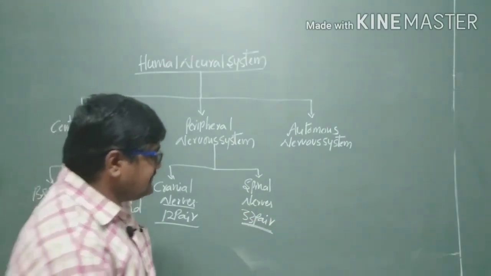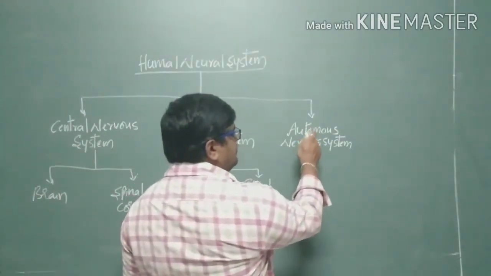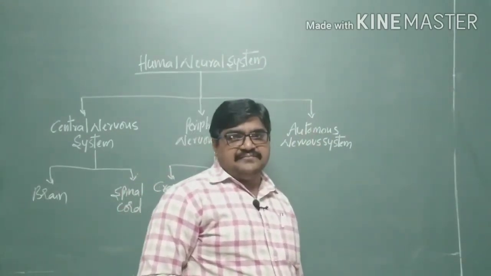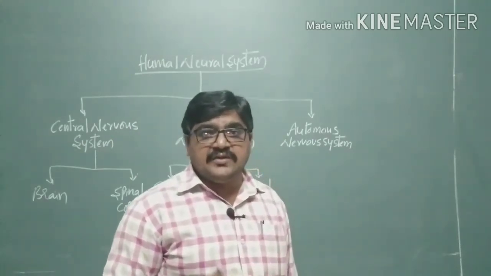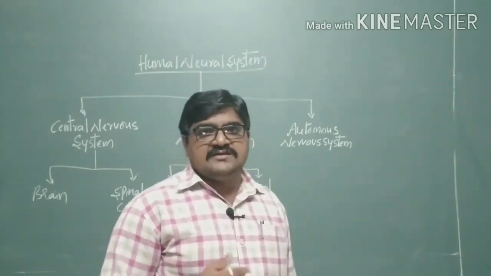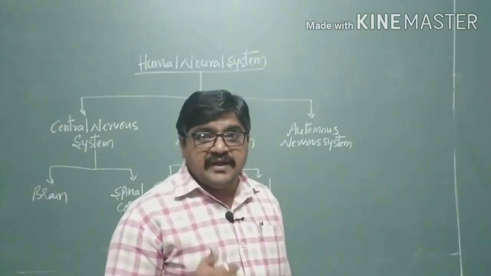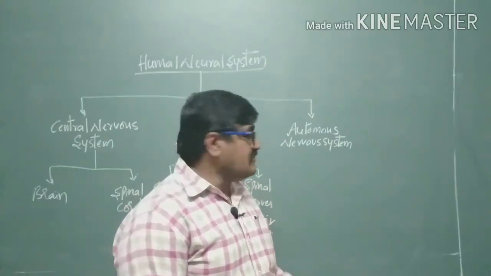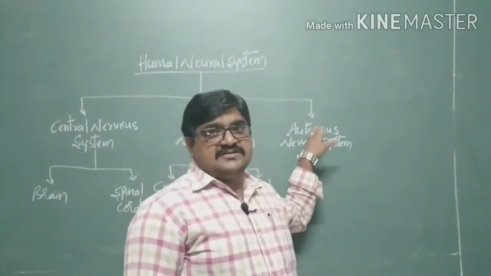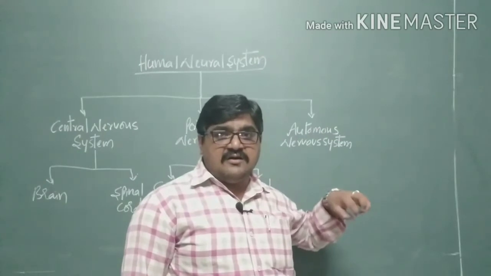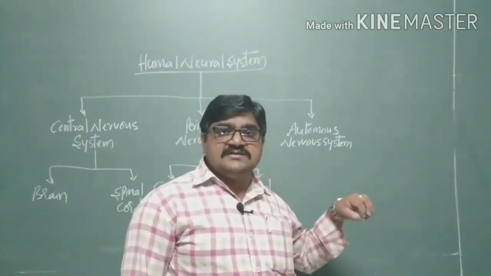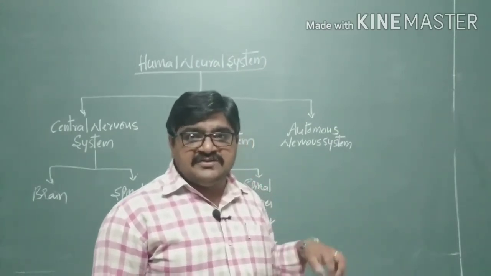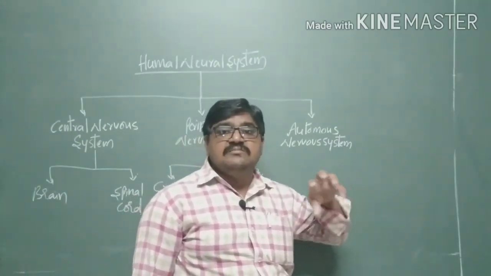And here the autonomous nervous system. The autonomous nervous system is involuntary. This information passes involuntarily to the smooth muscles. That means the systems which are not under the control of the brain or spinal cord are called the autonomous nervous system, where the information passes involuntarily to the smooth muscles.